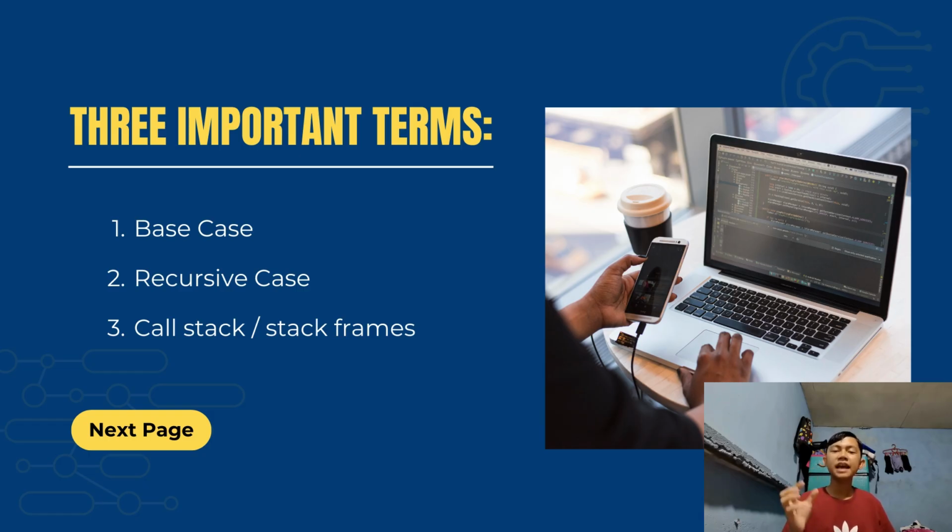The second one is the recursive case. This is the part of the function where it calls itself again, but with a smaller, simpler, or reduced input. The idea is each recursive call brings you closer to the base case, and each call solves a tiny piece of the problem. For example, in a countdown, we call countdown with n minus 1, which slowly pushes n downwards until it reaches 0.